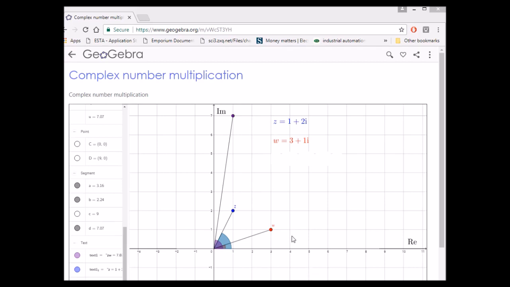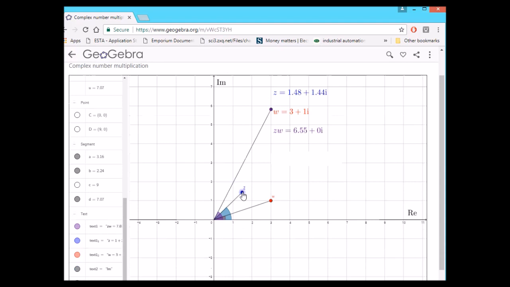Here we can see the multiplication of two complex numbers z and w shown using GeoGebra as a dynamic way of showing you this. As you can see, we can move and exchange the points that we have for z and w. You can see that the multiplication of one complex number by another involves a combination of an enlargement and a rotation.